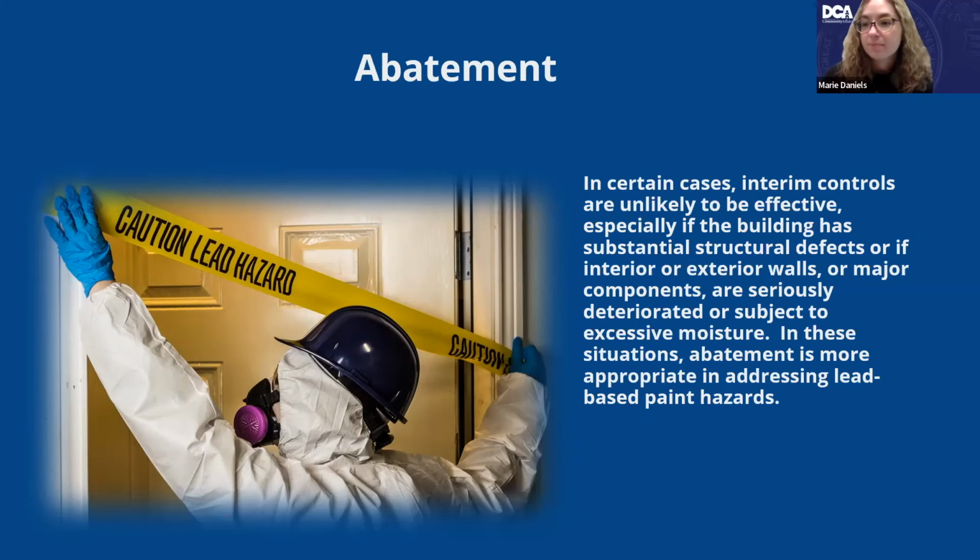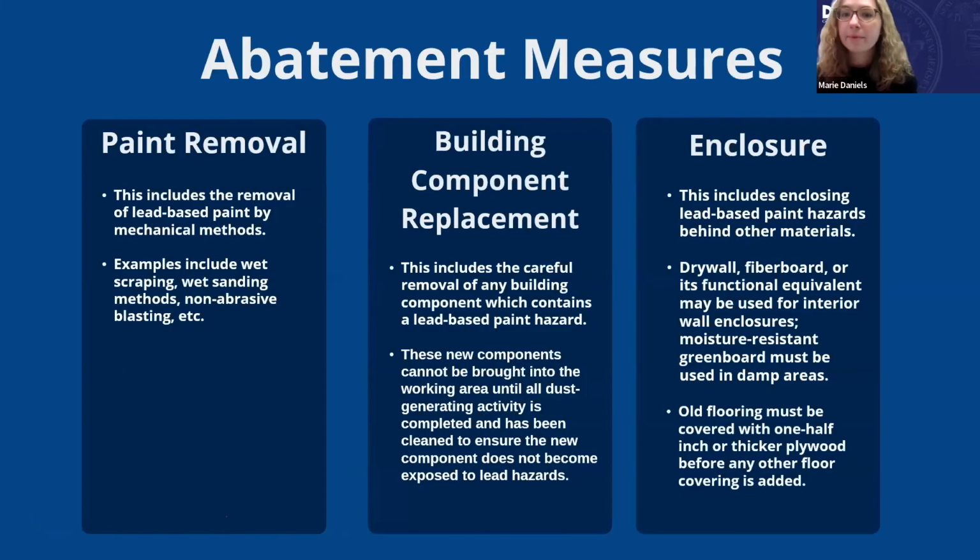The reason I reference abatement being the more extreme project is not only just because it does negate the hazard in a much larger way than an interim control does, it's also much more costly. So abatements can range from $13,000 to as high as $40,000, depending on the scope of the project. So that's why you have these two different options. We're not going straight to abatement in this law. Abatement measures include paint removal. Instead of just stabilization and abatement, you're fully removing that paint.